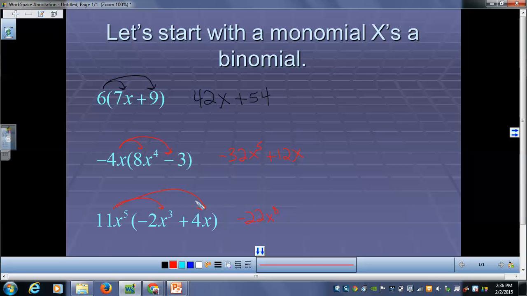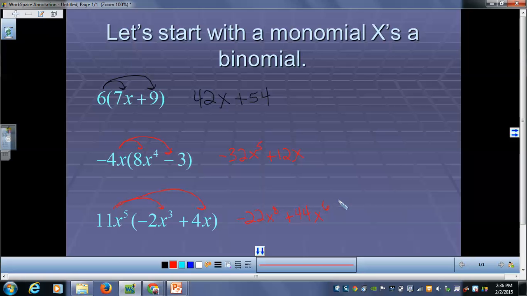Then in our second distribution here, coefficient to coefficient. So 11 times 4 is 44. And then base x times the base x. So we have 5 x's multiplied here by 1 more here, which means we would have 6 x's multiplied total.